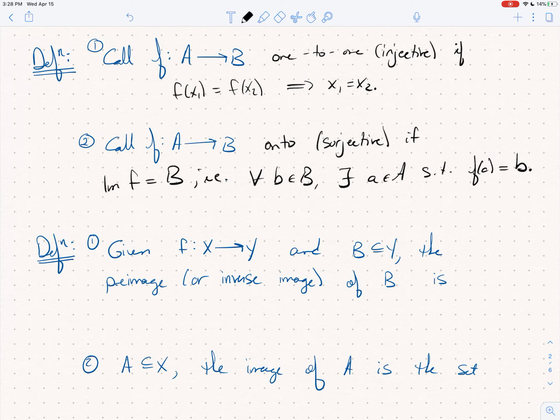So onto, surjective, means everything in B, everything in the codomain, gets hit. 1 to 1 you can think of as unique inputs. Different inputs have different outputs. If the output is the same, then the inputs have to be the same. All right, so we're going to need those ideas.